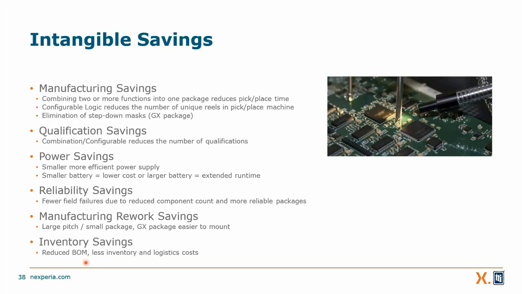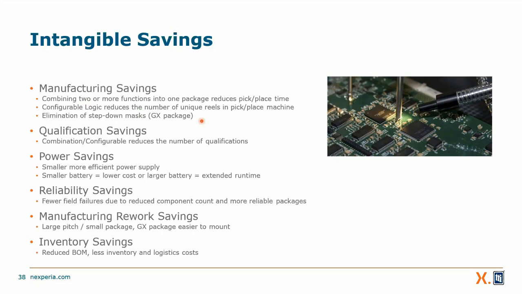Now, this is the final one, the intangible savings. These are the costs which are not directly seen in the cost of the part that you get from Nexperia. It is the cost that you save in your manufacturing. For example, in the manufacturing savings itself, when I combine functions together, I reduce the number of packages that I have. Each package takes a certain amount of time and cost to pick and place. The number varies depending on your particular manufacturing assembly, but there is a cost. Every part I don't have to pick and place saves me money in my manufacturing equipment.